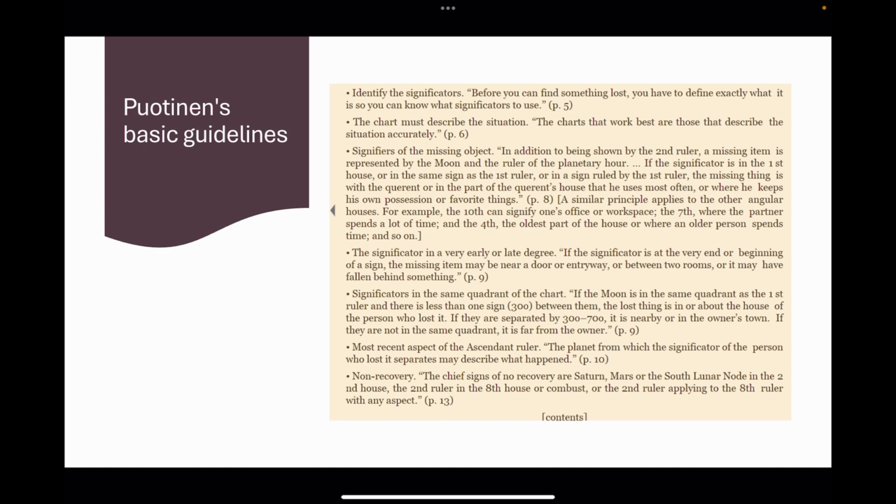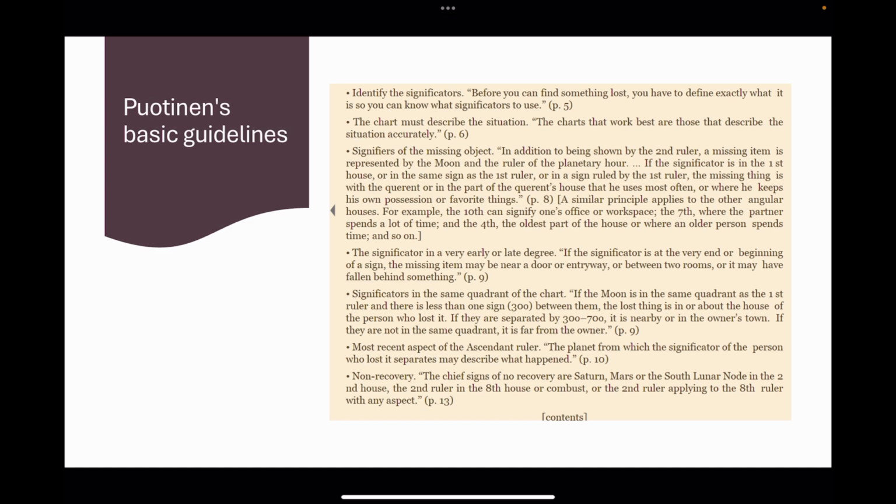But if you see where the moon is far away from the first house ruler and it's in a totally different quadrant, the opposite side of the house, that can sometimes show where the item may be far away from the owner. Doesn't mean you won't receive the item back, because in some cases, you may have lost it and somebody may be holding it for you and you can maybe find it that way. But again, that just gives us some information about how close the object is.